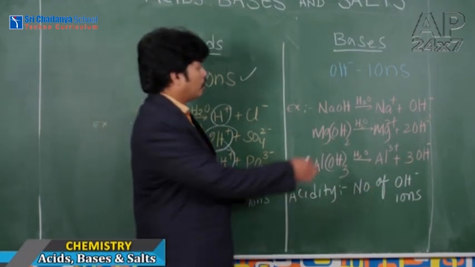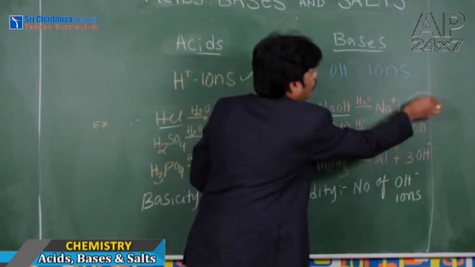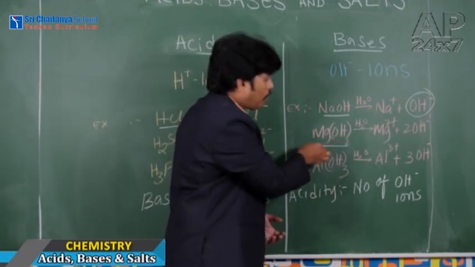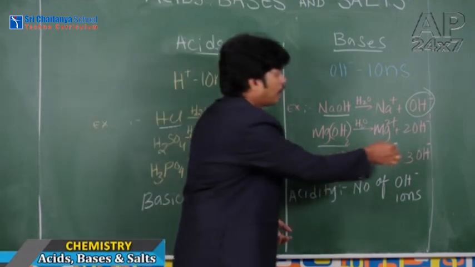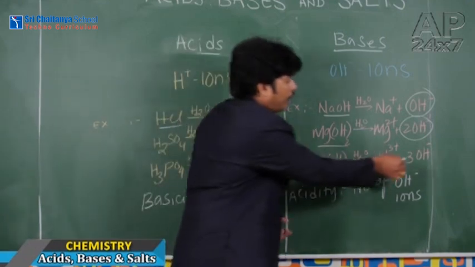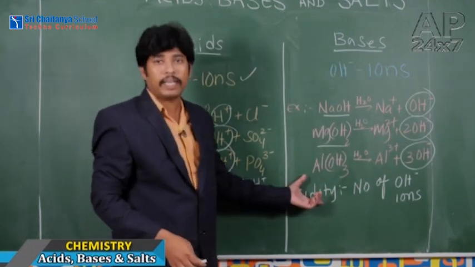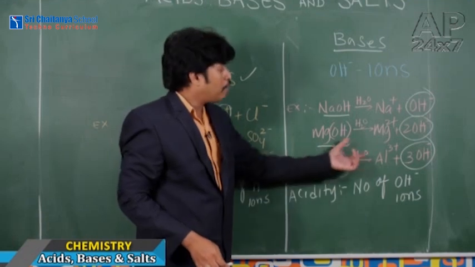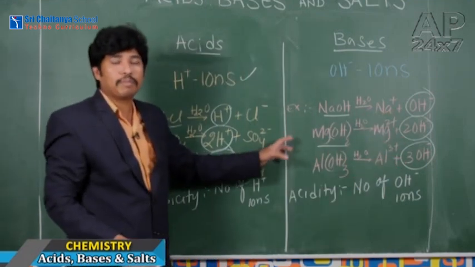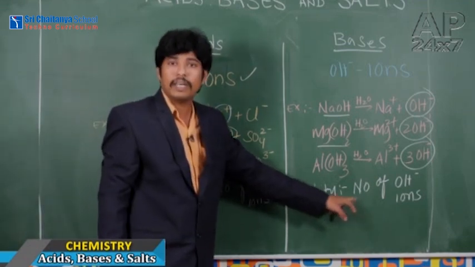Sodium hydroxide, if I take, produces only 1 OH minus ion when dissolved in water, and magnesium hydroxide, if I dissolve in water, gives us 2 OH minus ions, and aluminum hydroxide gives 3 OH minus ions. So simply we can define the acidity of the base as the number of OH minus ions produced when a base molecule is dissolved in water.